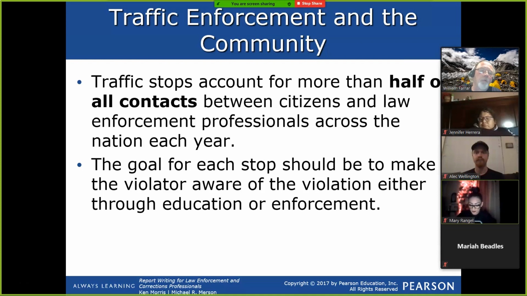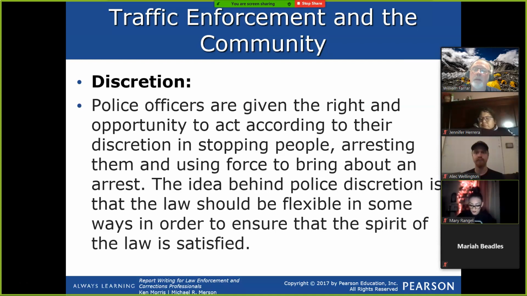So I'd probably pull you over, and then we would talk about whether or not you were going to get a ticket. We talked about discretion. You have that discretion. You're given the right and the opportunity to act according to discretion when you stop people. Even arrest them. You don't have to arrest everybody. And even using force, you don't have to do that. You have a lot of different discretion. It's no different with traffic. And the idea behind discretion is that the law should be a little bit flexible in some ways to ensure that the spirit of the law is satisfied.